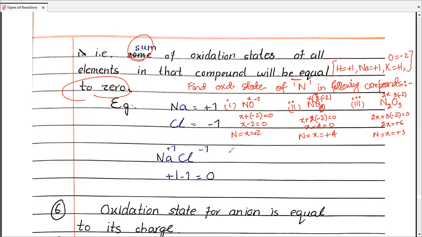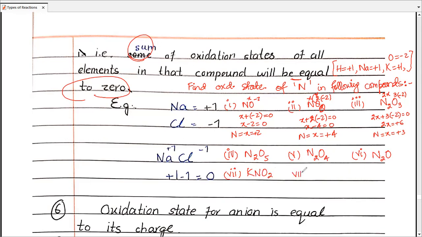Okay, so part number 4, N2O5. What's the oxidation state of nitrogen in this one? Part number 5, N2O4. Part number 6, N2O. Part number 7, KNO2.